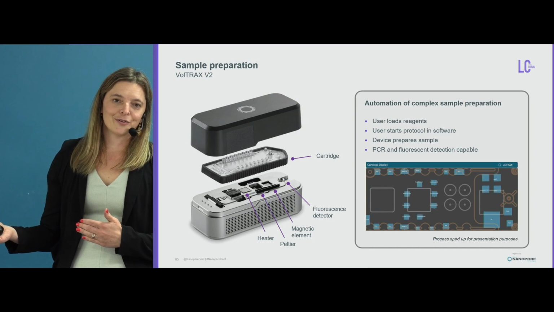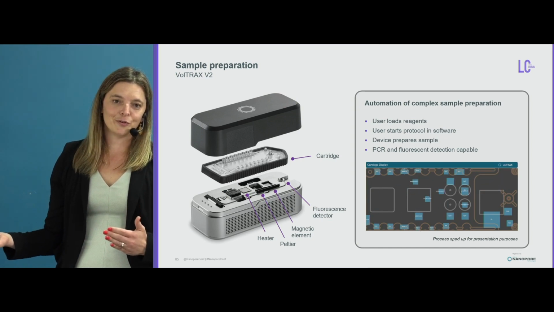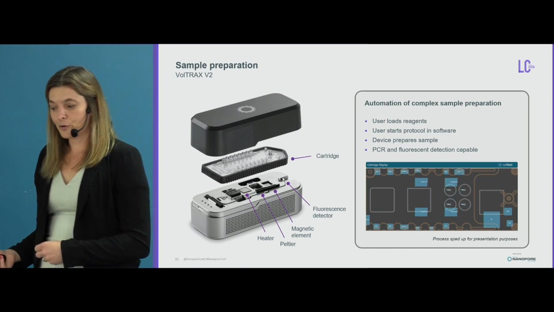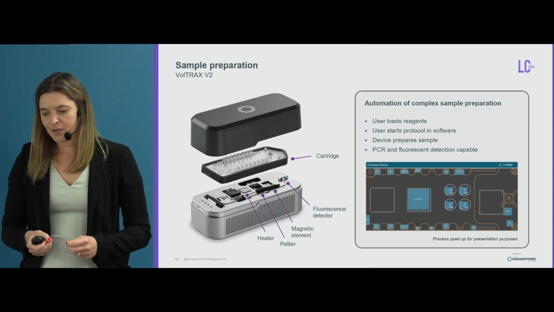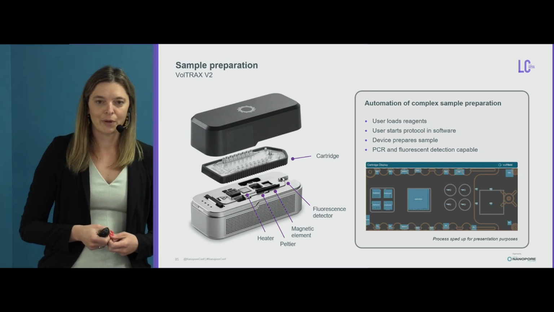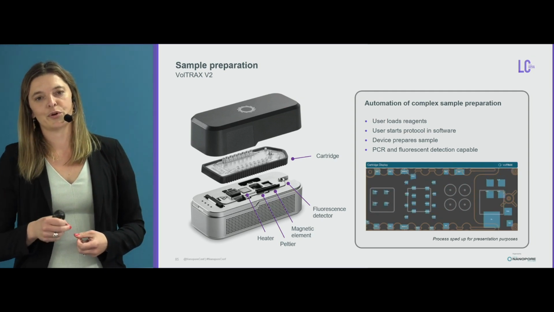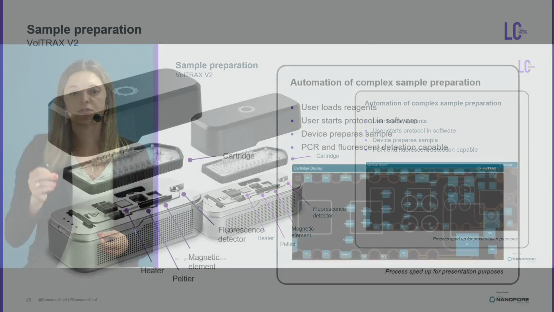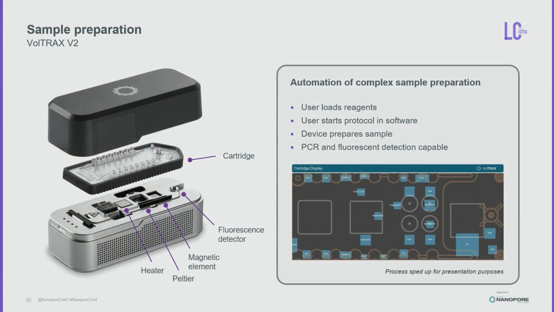Once we also cater for all of those users who want to automate things on a lower scale. So let's think about Voltrax. This is a program that has been very active at Oxford Nanopore for the past couple of years. It is a product that is designed for users to load their samples, start a protocol, and the device takes care of all of that in software.